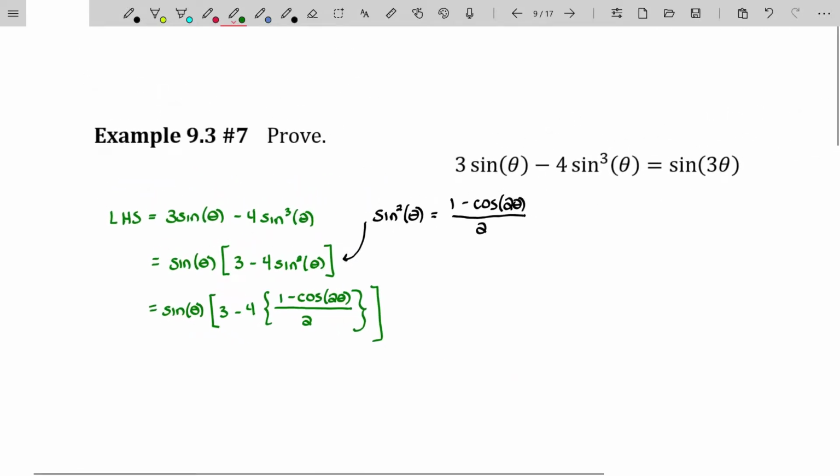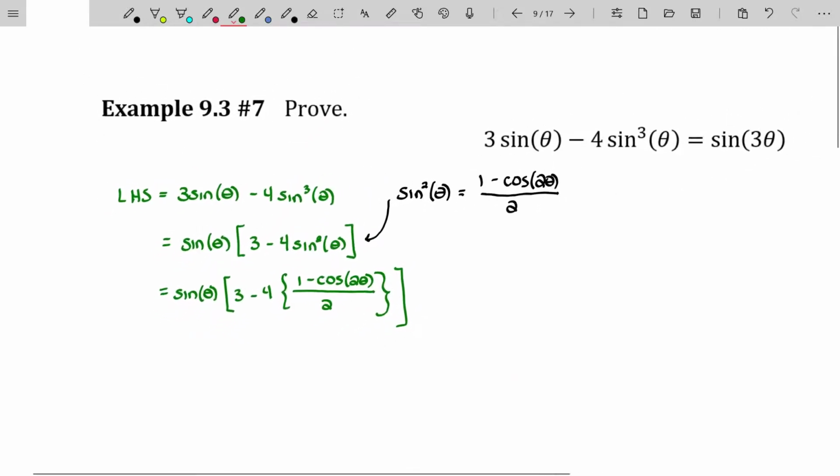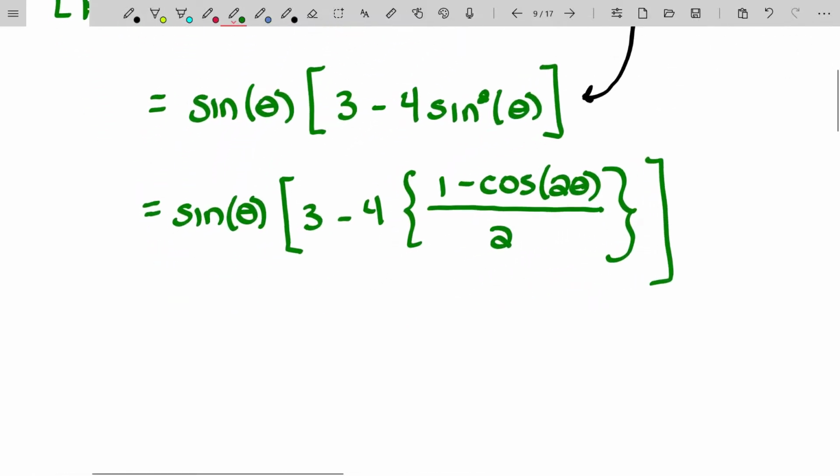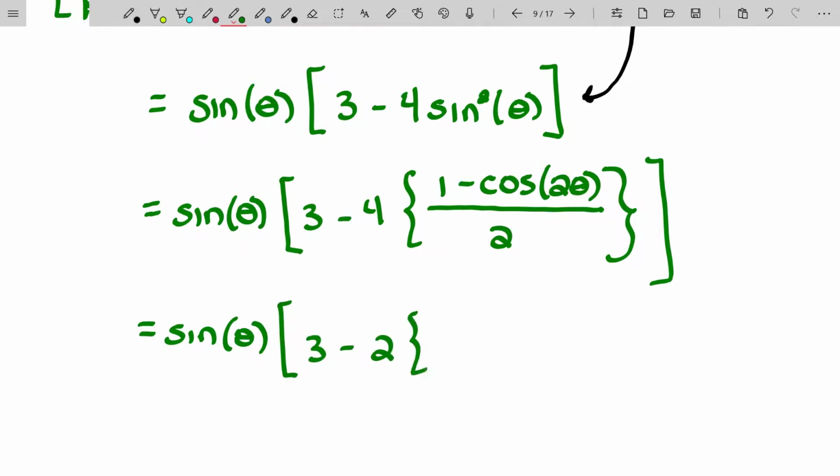And you look at this and you say, it doesn't look anything like sine of 3 theta. Well, the problem is we don't know how to work with sine of 3 theta. So we're kind of locked on that side. So for right now, let's just continue forward. This is going to be the sine of theta times the quantity 3 minus 2 goes into 4 twice. And we still have a 1 minus, let's see, cosine of 2 theta.